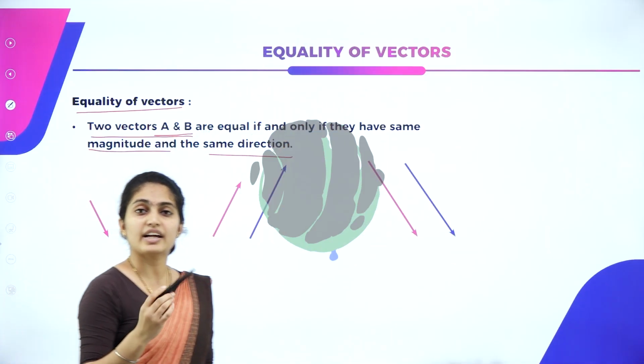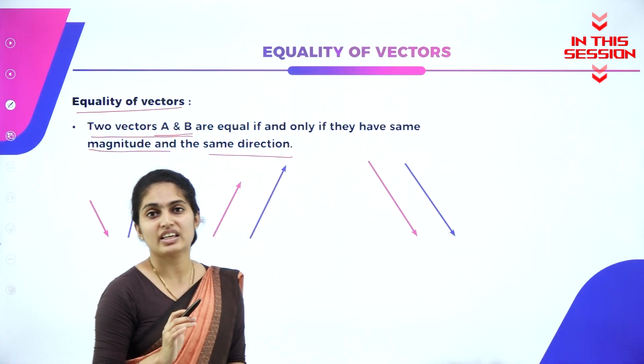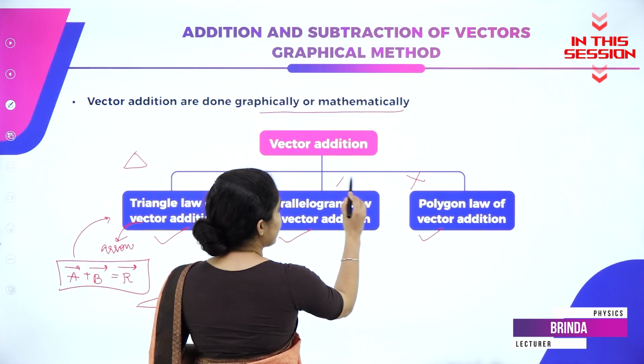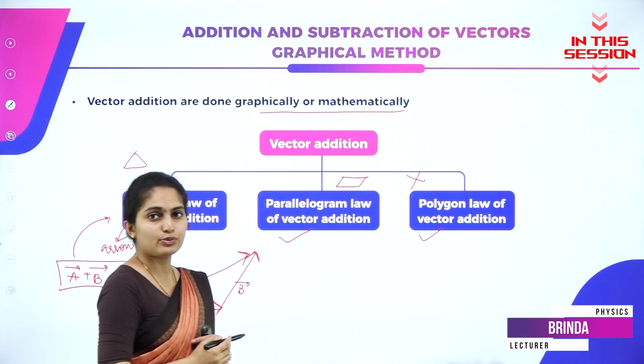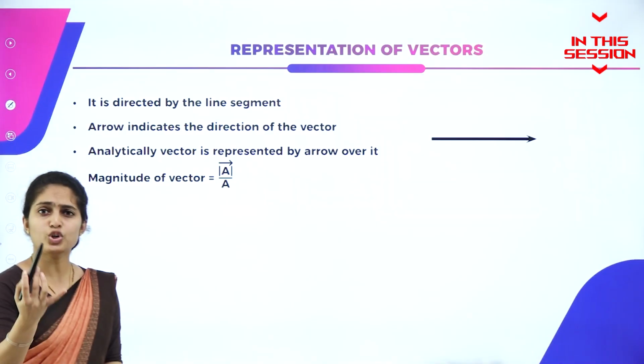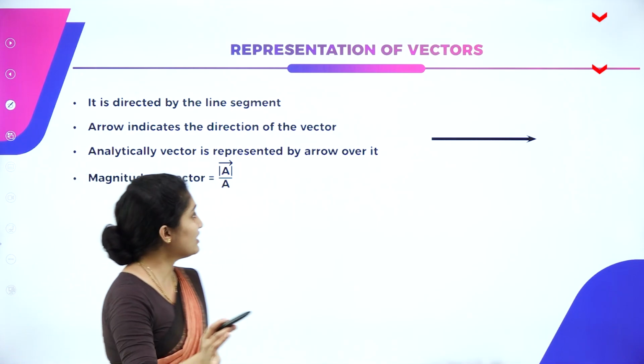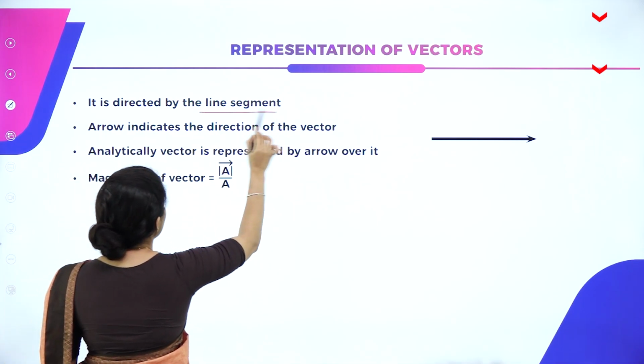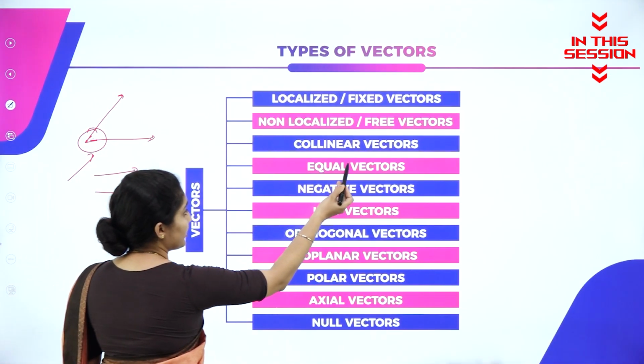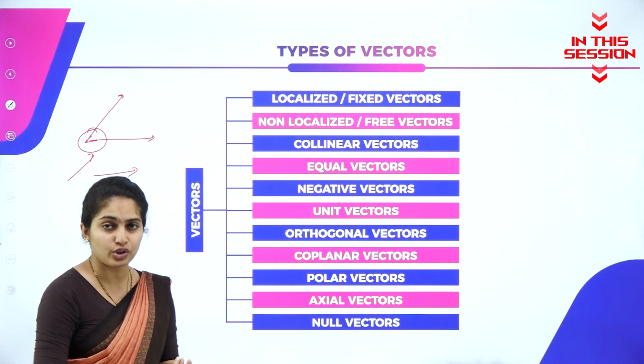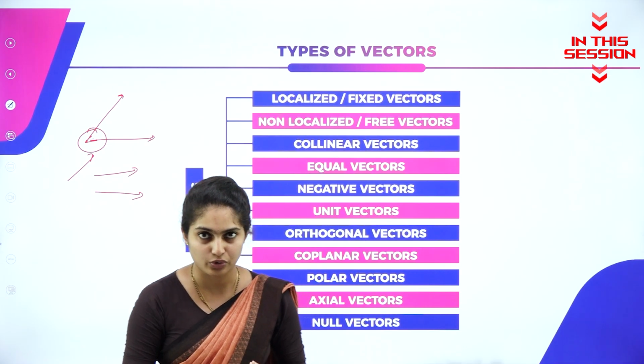If they differ in either of the two, then it is called unequal. You know, a parallelogram is given in terms of all four sides which are parallel to each other. How do you represent a vector now? It is represented by a line segment. Equal vectors are the vectors whose direction is the same as well as magnitude is the same.